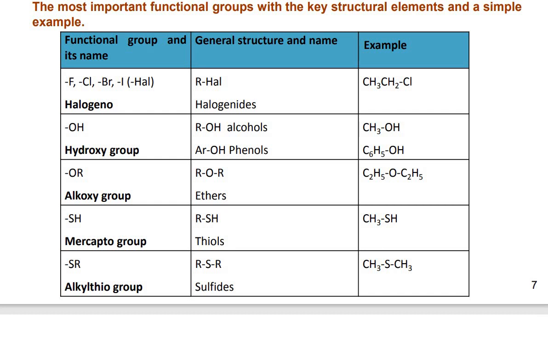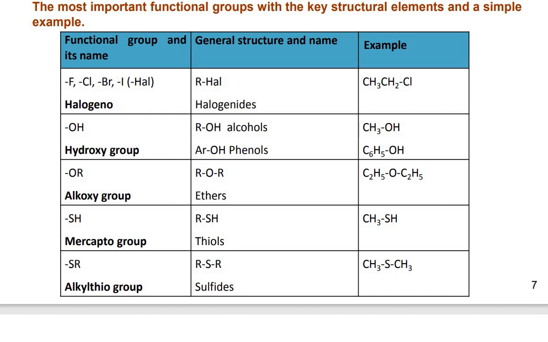Example, halogeno, you can see the fluorine, chlorine, bromine and iodine. R is equal to halogenides, and you can see ethyl chloride, for example. If OH functional group, it represents hydroxy groups like alcohol, phenol. Examples, you have the methanol, you have the phenol. Alkoxy group, OR. Examples, ether.